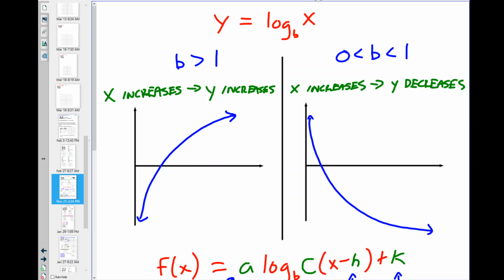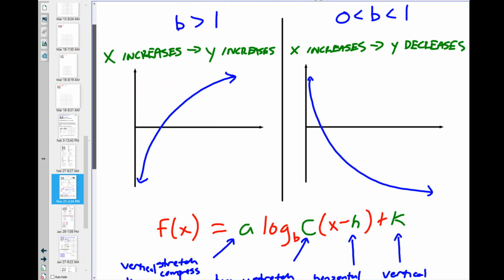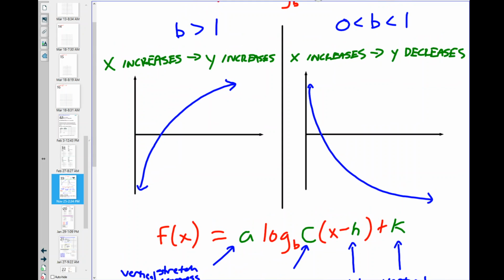All right, so what if we're given logs? Well, there's a couple things different about logs. Where you find A, C, H, and K, if you look here, A is now going to be in front of the log. C is going to be in between the base of the log and the x. It's still whatever's in front of the x. H, if you're going to have an H, it would need to be inside. This one has to be in a parentheses. And then K is off to the outside. But we're still going to identify it.